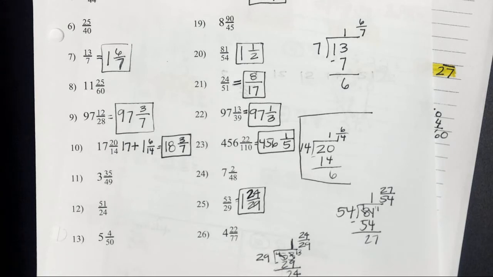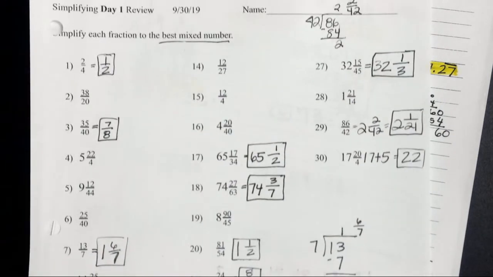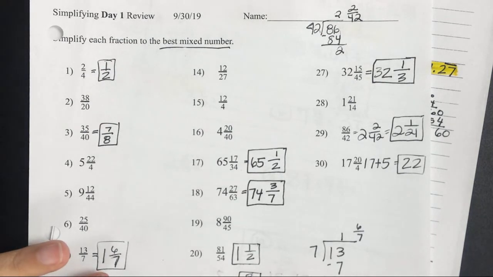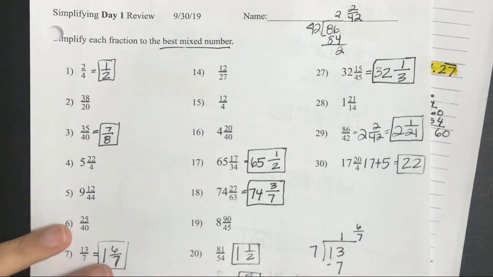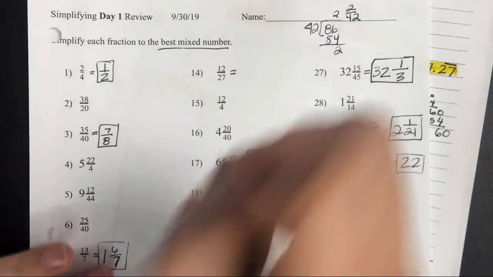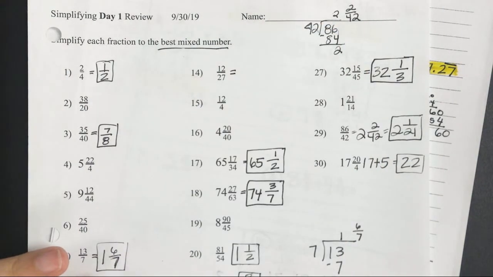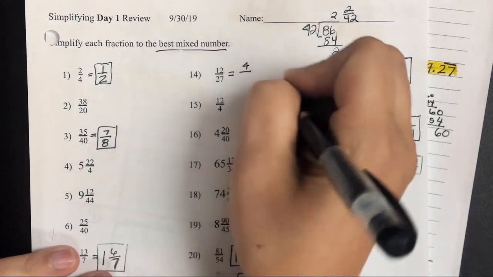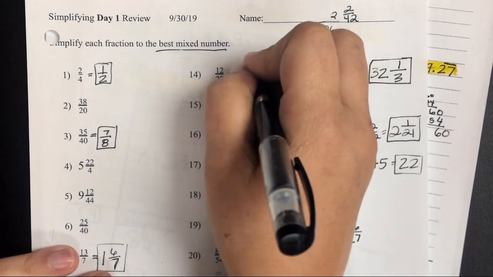All right, this will be the last one we're going to do together. Look at 14. 12 over 27. Is it improper? No, it's not improper. What is my greatest common factor between 12 and 27? 3. 3 will go into 12 4 times, and 3 goes into 27. That's it.